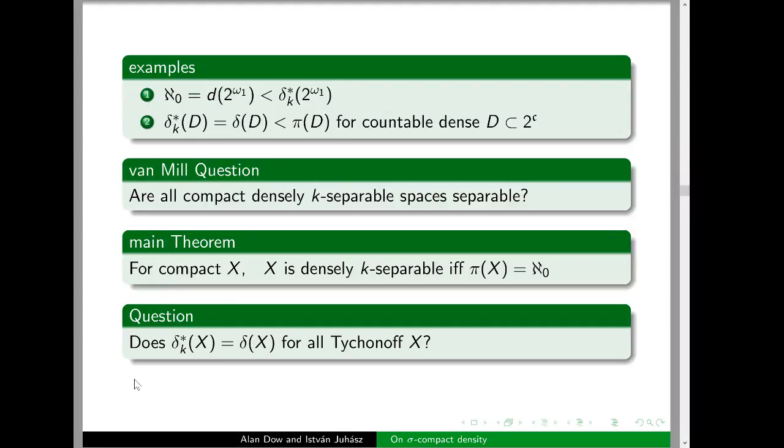I have a question right at the end of the talk. How about this? Does every Tikhonov space have a dense subset with no uncountable compact subsets? I don't know. So take a Tikhonov space, find a dense subset. Can you find a dense subset that has no uncountable compact subsets? I don't know the answer to that. Since that was at the end of my talk, I guess.